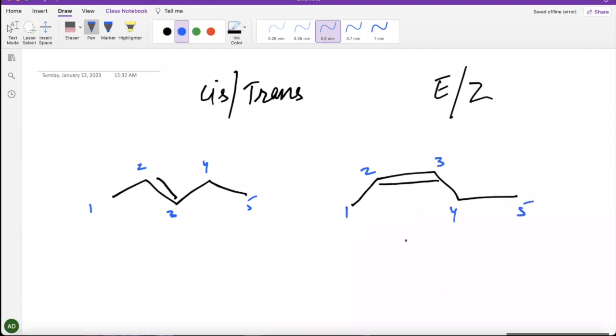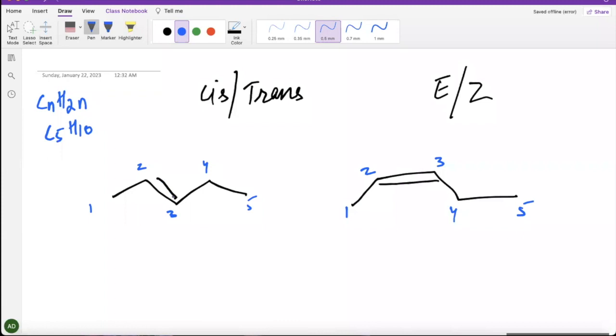Both are 5 carbons, right? So their formula is the same. Both of them are C5H10, right? Remember, alkenes have the general formula CnH2n. So if I have 5 carbons, I should have 10 hydrogens if I'm dealing with an alkene, right? Okay, so both of them are C5H10. What is the difference between them? The difference is the way the double bond is oriented.